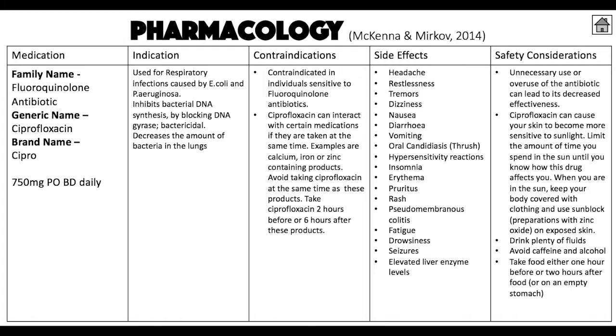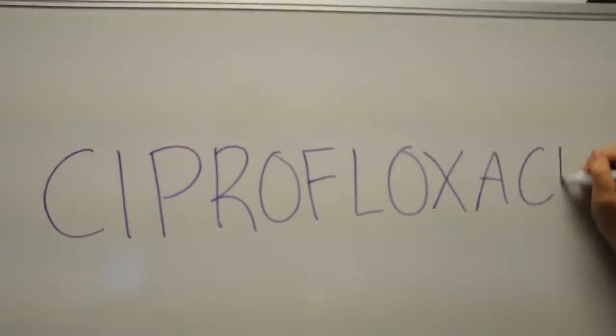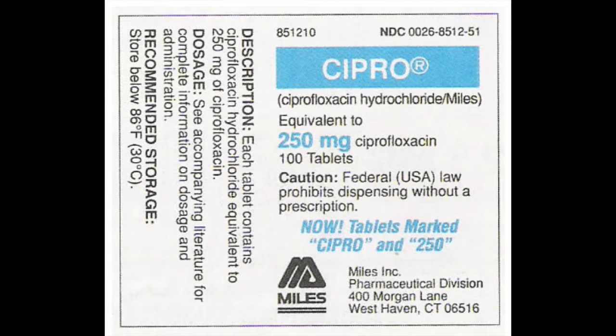The third medication is a fluoroquinolone antibiotic. Its generic name is ciprofloxacin and its brand name is Cipro. This is to be administered twice a day orally, 750 milligrams. Cipro is used for respiratory infections caused by E. coli and Pseudomonas. It inhibits bacterial DNA synthesis by blocking DNA gyrase. It decreases the amount of bacteria in the lungs.